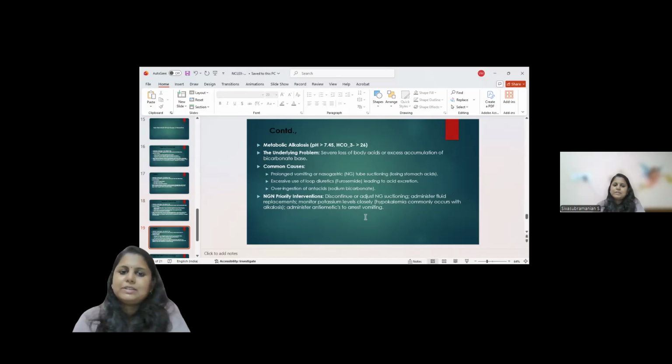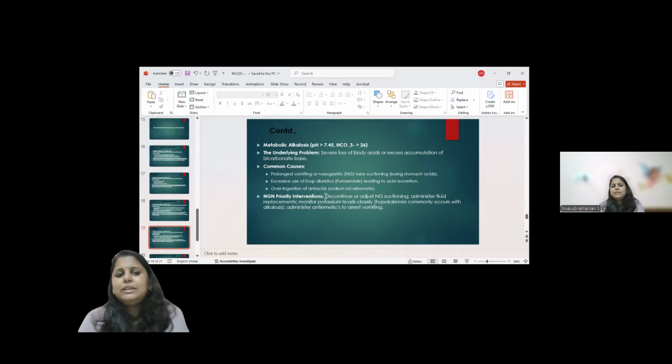Metabolic alkalosis means the pH is more than the normal range, above 7.45. The bicarbonate is also increasing, more than 26. So it is metabolic equal: both pH and bicarbonate are increasing in the same direction. The underlying problem here is severe loss of body acid, or sometimes excessive accumulation of the bicarbonate base in our body.